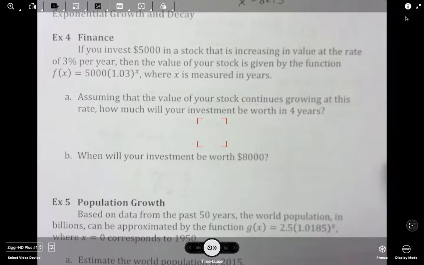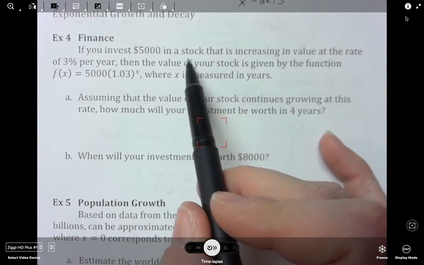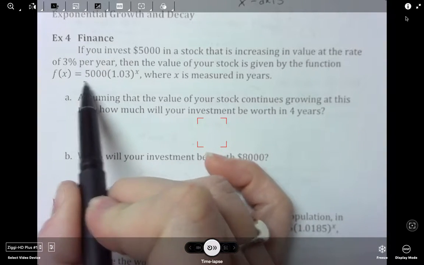All right, and I'm not going to be able to give you the answer to these because I don't have my calculator with me, but I'll show you how to set these up, and I want you to plug them into your calculator and get an answer. So you invest $5,000 into a stock that is increasing in value at a rate of 3% per year. What that's going to look like is this equation.